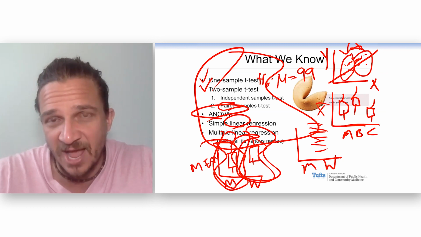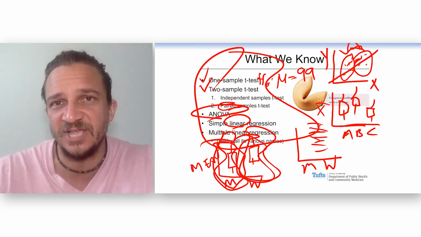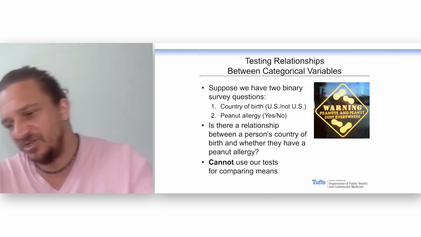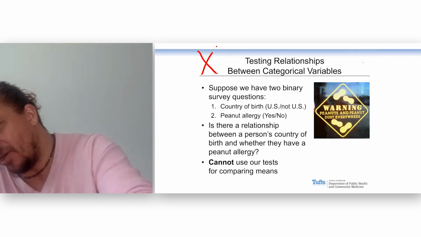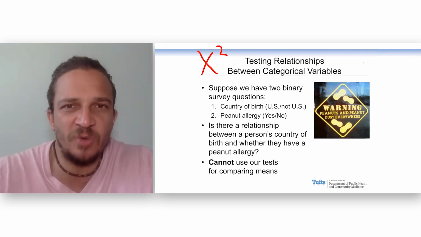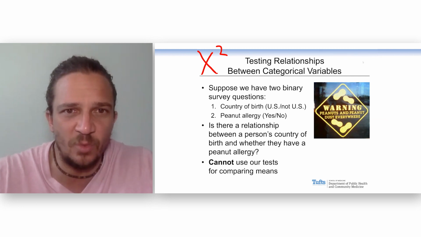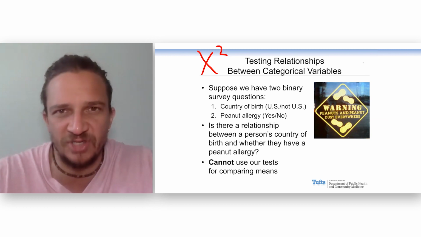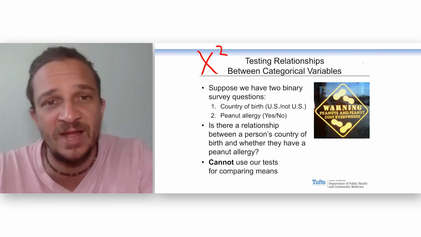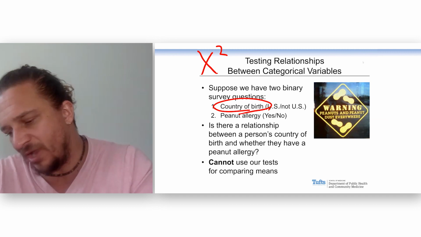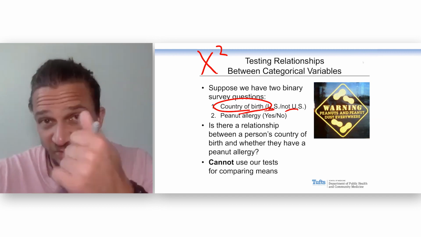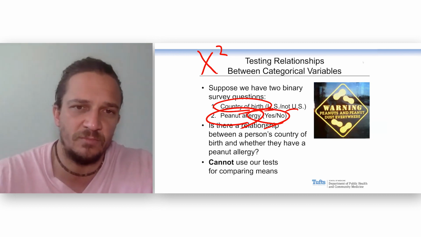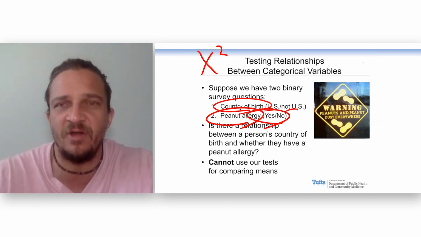And we're going to talk now about what if we have two variables and they're both categorical. This is a test that is known as the chi-square test, this Greek letter here. Suppose you want to see, is there a relationship between where you were born and whether you have a peanut allergy or not? This is a research project that we did when I was a student at Tufts. We had a binary variable: which country were you born in, US or not US? Two-level binary variable, categorical. And then do you have a peanut allergy, yes or no? Peanut allergy is a binary variable.